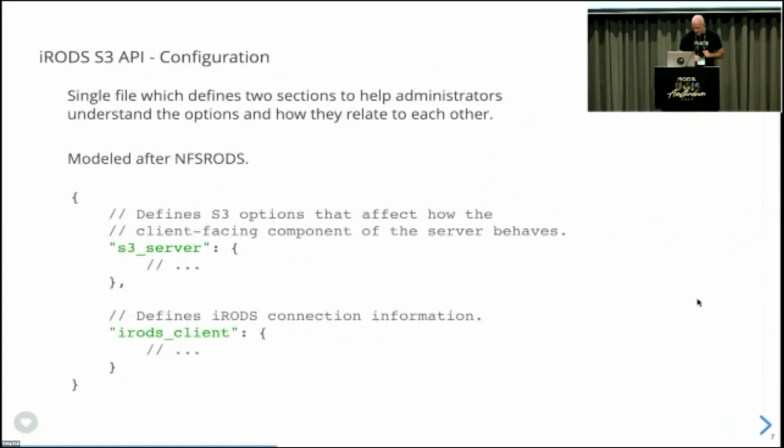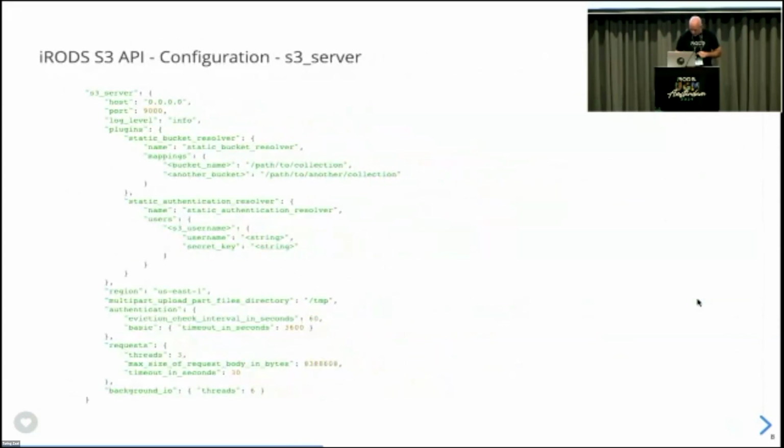Okay, the configuration looks a lot like the HTTP configuration. It's basically two stanzas. One defines the configuration that's needed between the S3 client and the S3 API. And the other one is just how the API connects to iRODS. Okay, so here's the S3 server stanza. Most of it's self-explanatory. I won't go into all of it, but a couple things to point out.